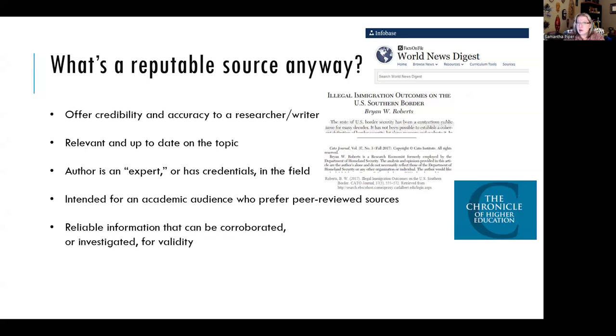So reliable information that can be corroborated, investigated, validated. That's the type of reputable source that we're looking for. So again, not just some Joe Blow off the street that kind of has a blog and thinks he knows what he's talking about, but looking for good stuff, right? So one of the ways that we can do that is in our databases. EBSCOhost is one of our really good databases. There are other ways to find information as well, and we'll be able to talk about that as we move forward. So we'll look at a whole bunch of ways to find information.